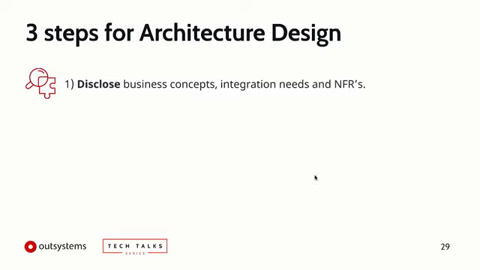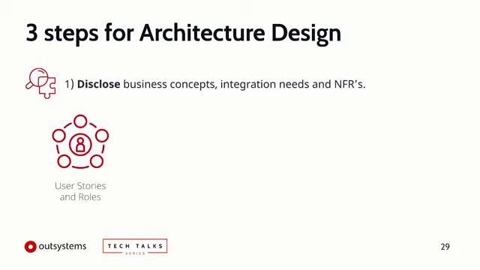The first step is to disclose concepts and needs. Disclose business concepts, integration needs, and non-functional requirements. Business alignment is achieved by identifying relevant user stories for each role, either by analyzing some documentation or simply by having a conversation with business stakeholders.